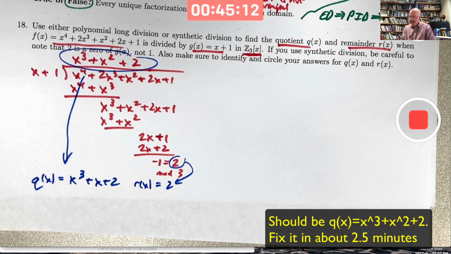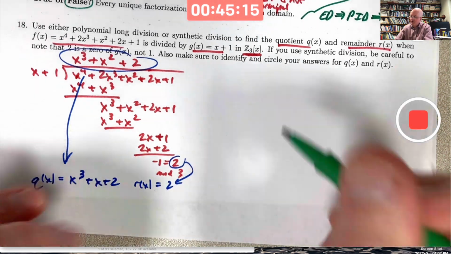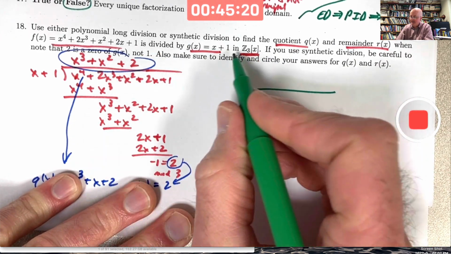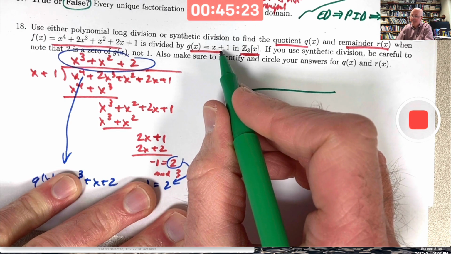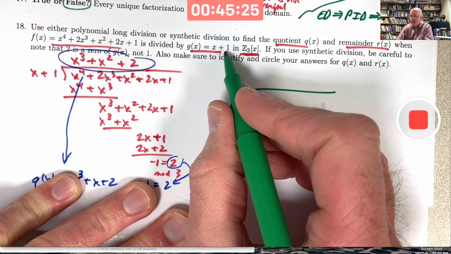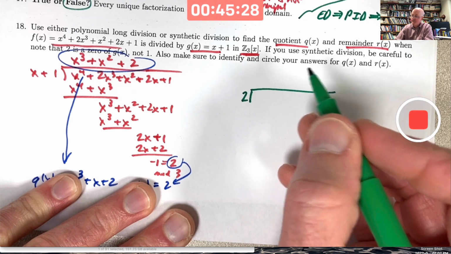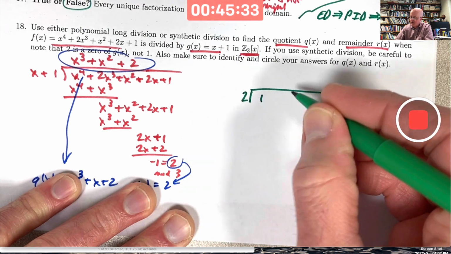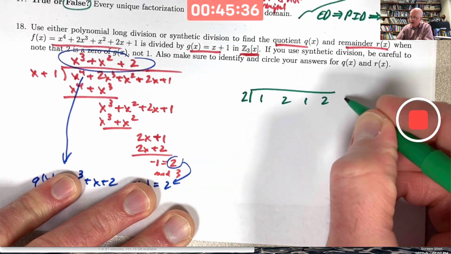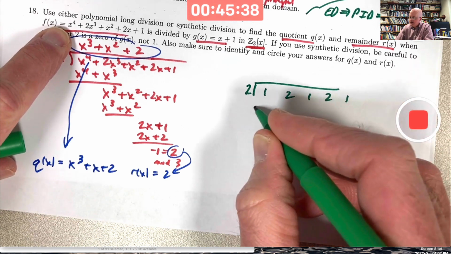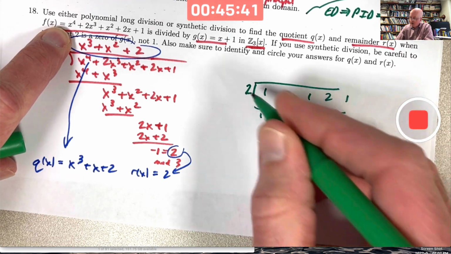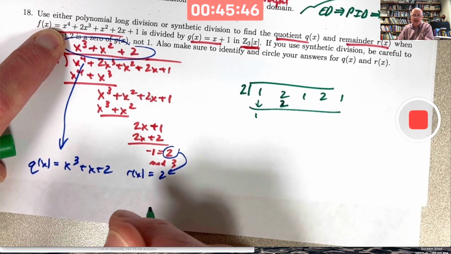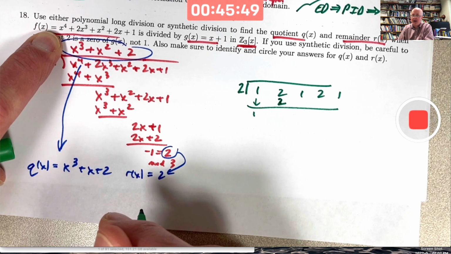If you were doing this with synthetic division, what you do is you put the 2 here, not 1. This is analogous to x minus 2 when you're thinking mod 3. Put the coefficients of f of x next inside here, 1, 2, 1, 2, 1. Bring down this 1, multiply, 2 times 1 is 2, add, don't subtract. But remember to do things mod 3.